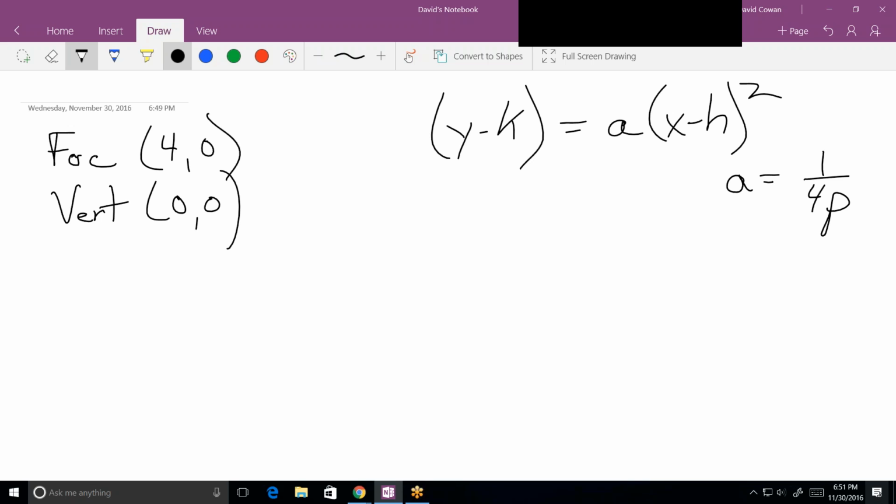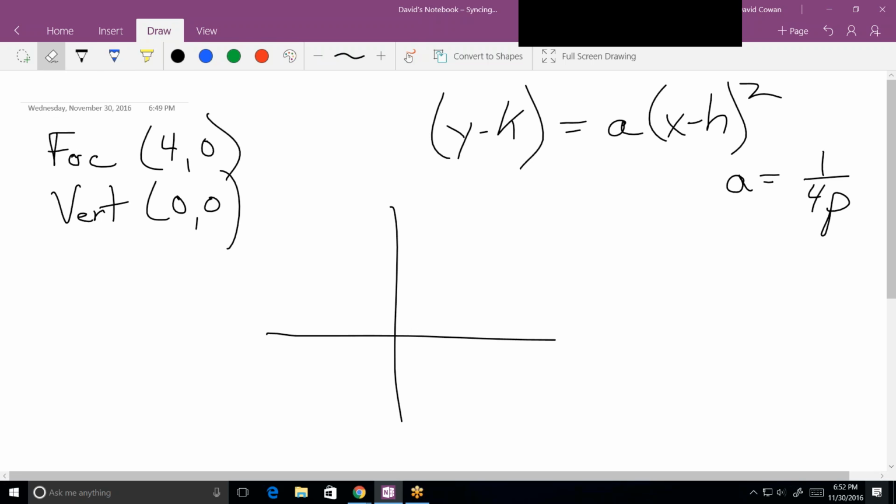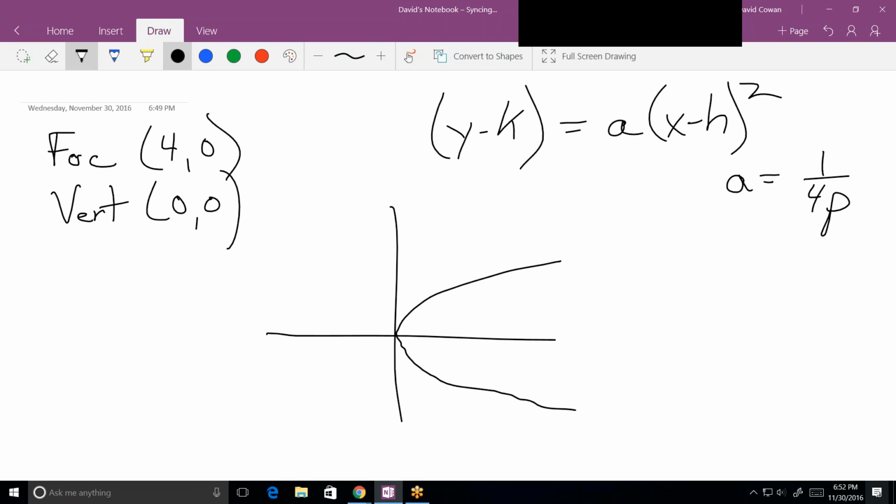p is 4. If we draw a picture of this thing, our vertex is at (0, 0). This has to be a horizontal parabola, because I know my focus is inside my parabola, and that point right there is (4, 0). So if my focus is on the x-axis, then there's no way it can be a vertical parabola. It has to be horizontal, and it has to open to the right because the focus is always inside the parabola, not on the other side.